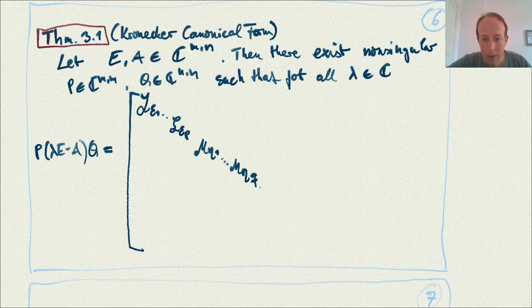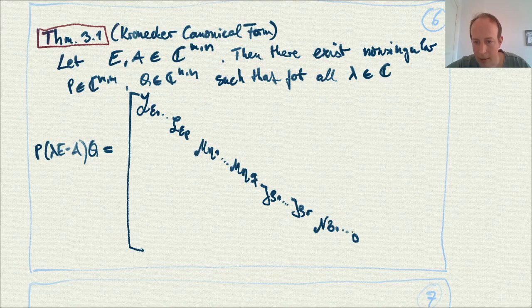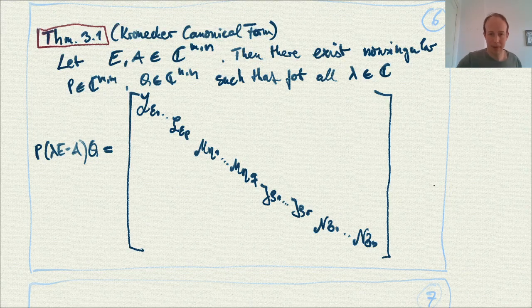Then there were those J blocks with the index row from 1 to J row up to R. And then there were these N blocks, sigma 1 to sigma S. Okay, so I'll tell you in a second what these L blocks, J and N blocks are. But first let's start with why there is now suddenly this lambda E minus A.